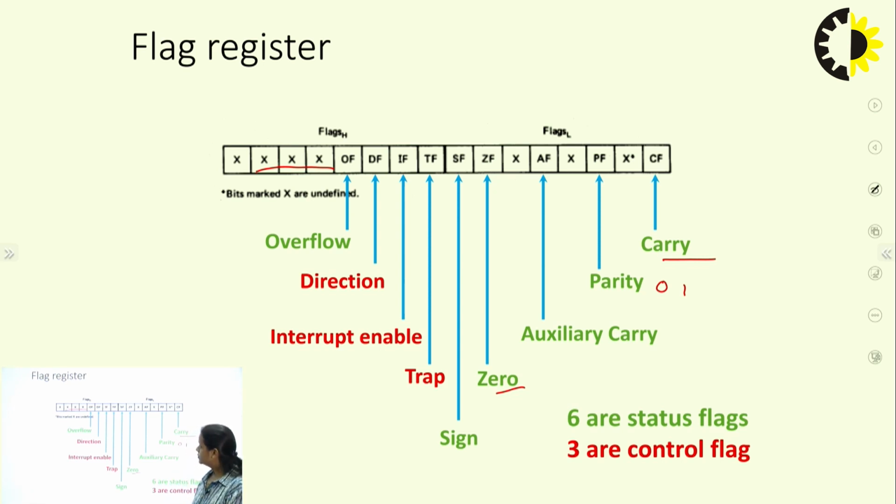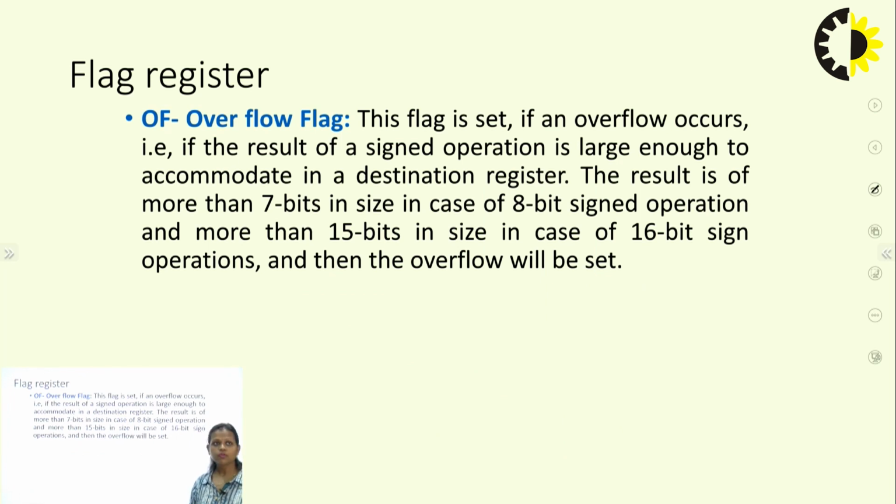Then we have an overflow flag. So this flag is set if an overflow occurs, that is, if the result of a signed operation is not large enough to accommodate in the destination register, then it will be set. The result is of more than 7 bits in size in case of 8 bit signed operation, and more than 15 bits in case of 16 bit signed operation, and then the overflow will be set in that particular case.